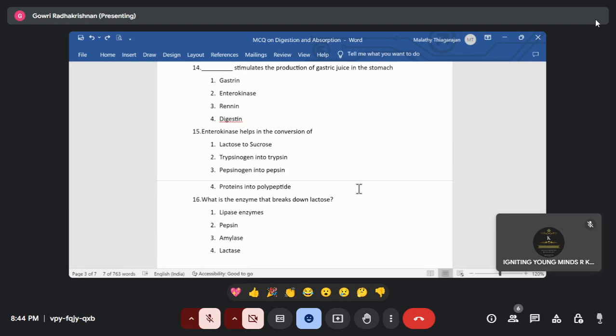All right, we come to the last question in this chapter today. What is the enzyme that breaks down lactose? Lactase, ma'am. Yes, lactase. That's a very simple one. We completed it. Very nice. All right, shall we move on to the next chapter? Breathing and exchange of gases.